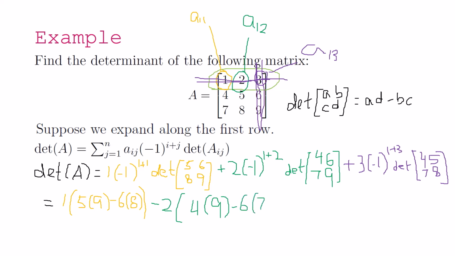The third term in our summation is just going to be 3 times negative 1 to the 1 plus 3 times the determinant of the matrix with the entries 4, 5, 7, 8. So that's just going to be 3 times the determinant of the matrix with the entries 4, 5, 7, 8. So that's just going to be 4 times 8 minus 5 times 7. So if you simplify this, you should get 0. So the determinant of the matrix A will just be 0.